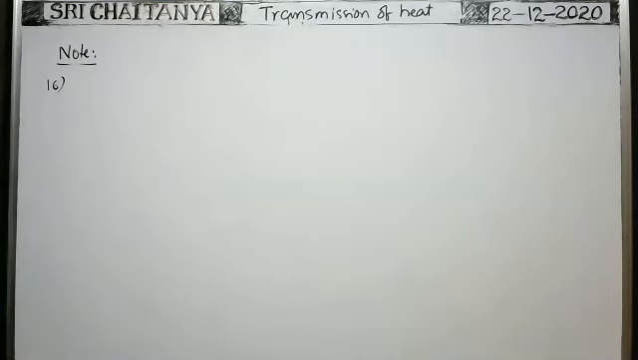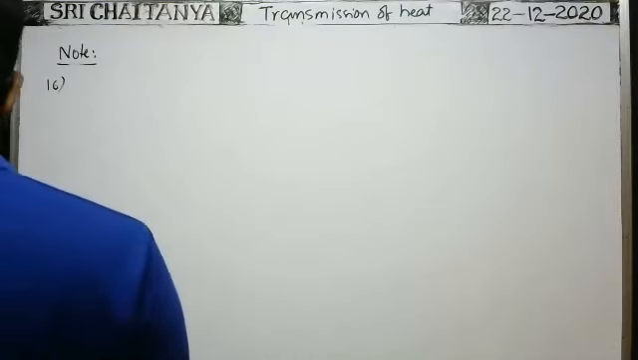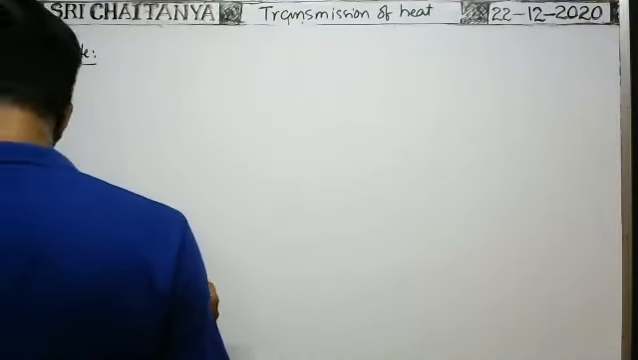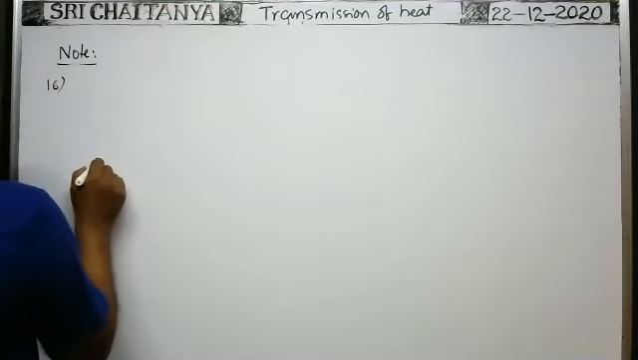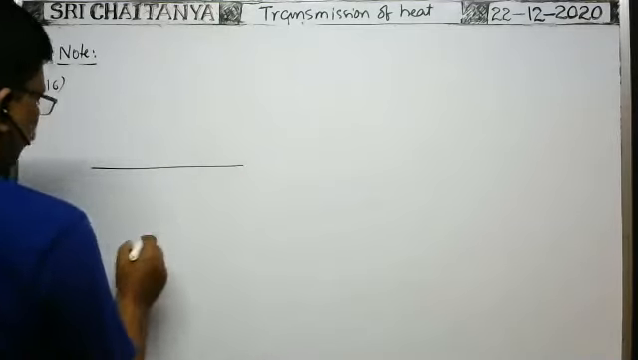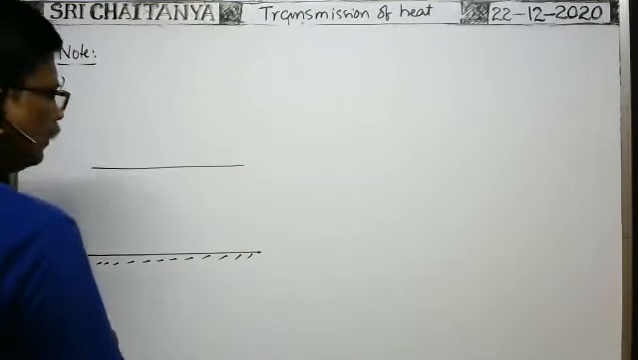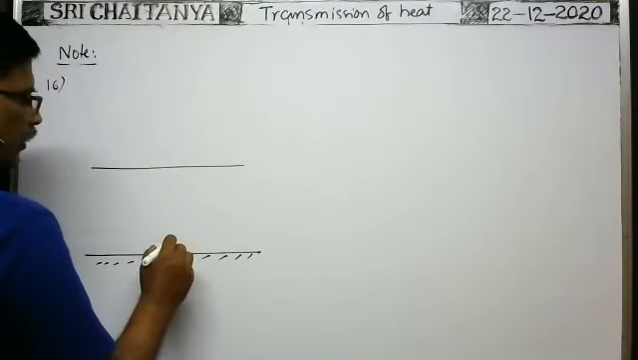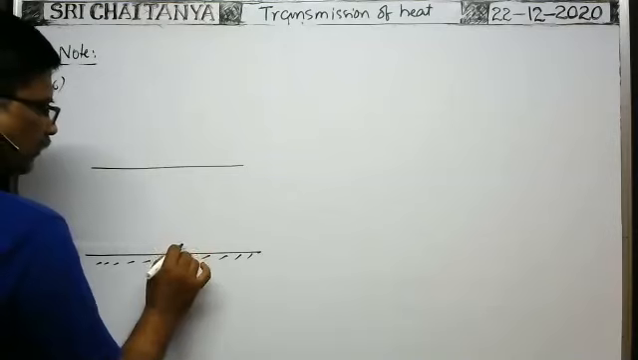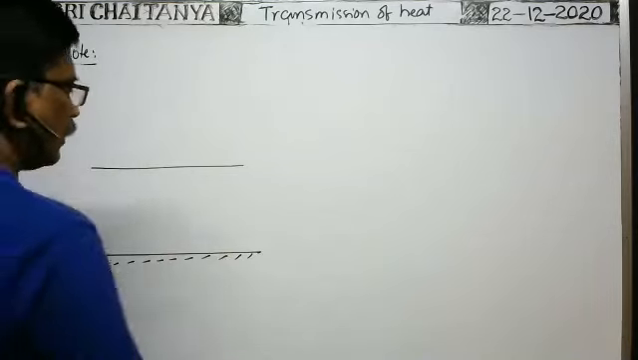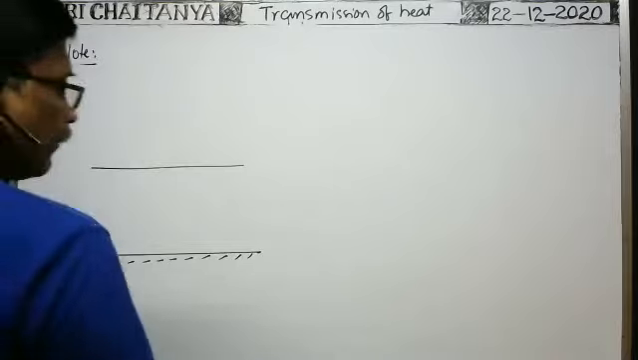16th one. Suppose in cold countries, an ice layer is formed on the surface of the water. In order to increase the thickness of the ice layer from y1 to y2, suppose this is the surface of the water and it is the bed of the lake. Due to anomalous behavior of water, in cold countries, definitely at the bed of the lake, the temperature of the water is 4 degrees centigrade.